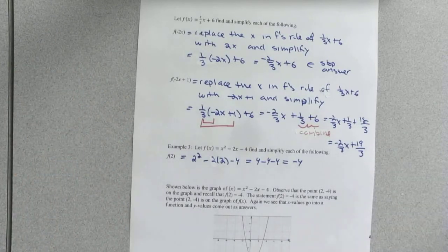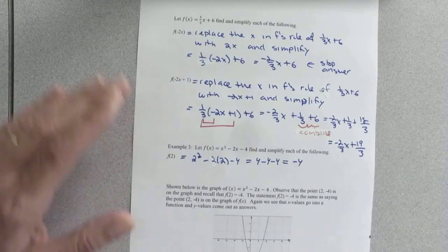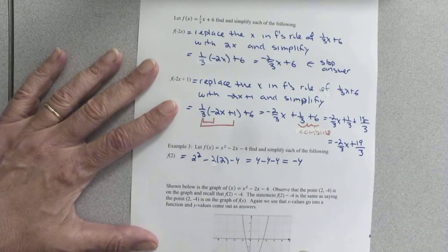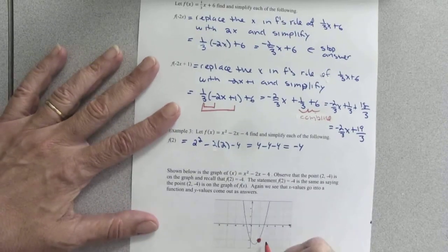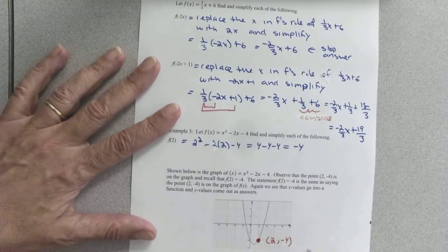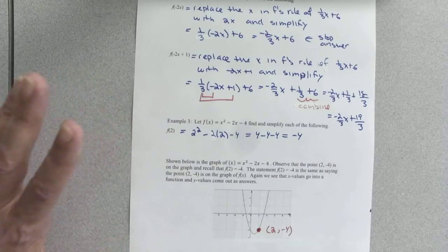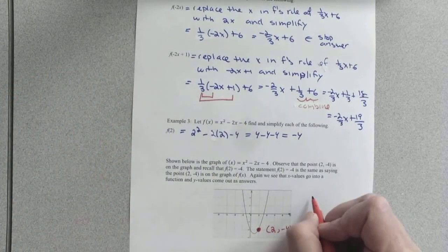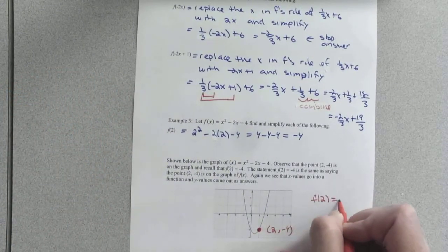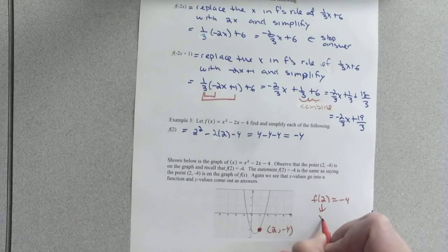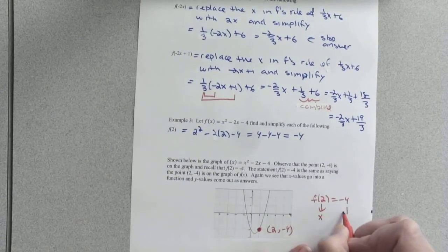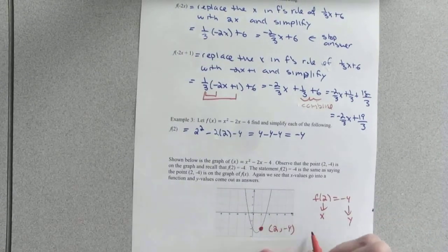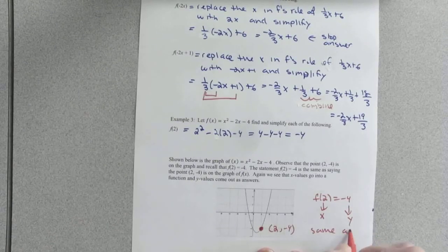Again, if we look at the graph here, and if we go to x equal 2 and go right there, there's the point 2, negative 4. And again, we're trying to make that correlation that f of 2 equaled negative 4. X coordinates go in, y coordinates come out, and that's the same as 2, negative 4.